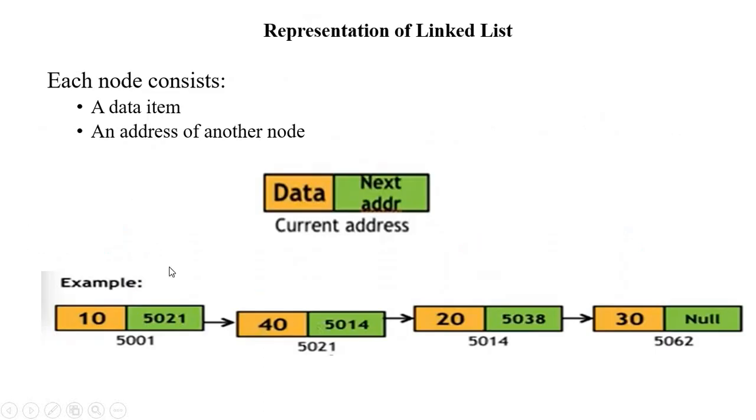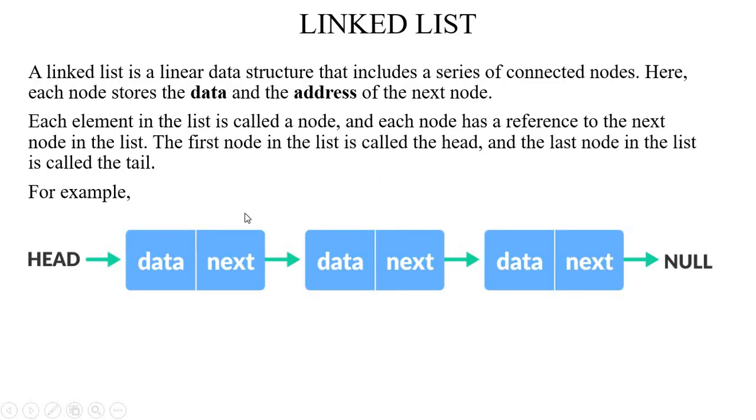So, look at the picture here. This particular part, we call it a node. And each node has two elements. One is the data and the next is the address of the next node. So here is how we represent it. So what is a linked list?